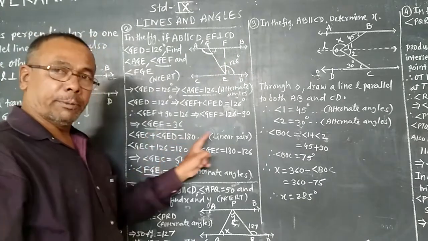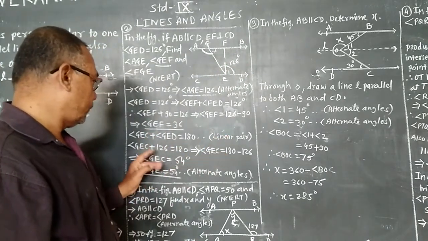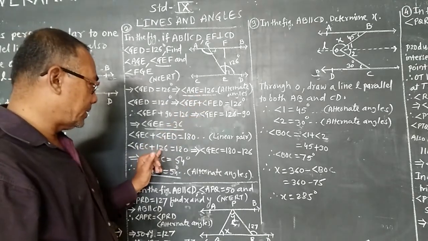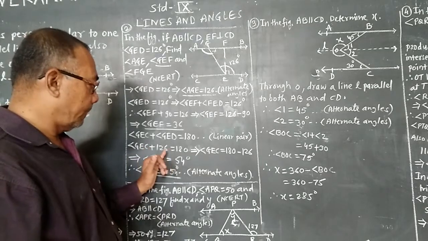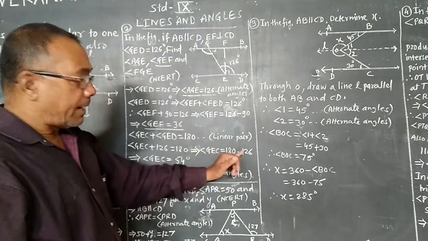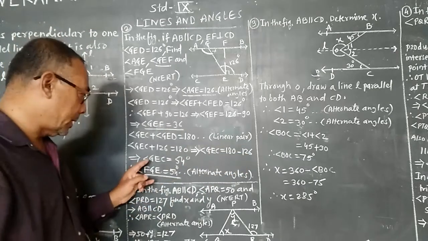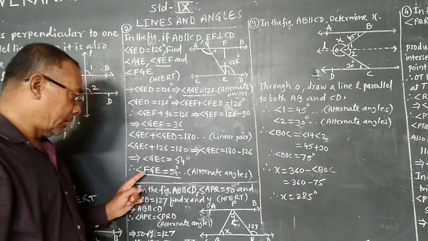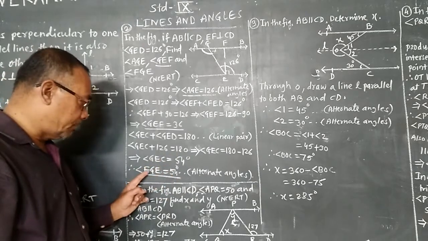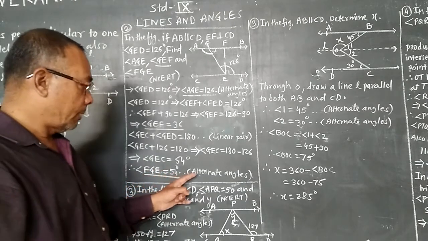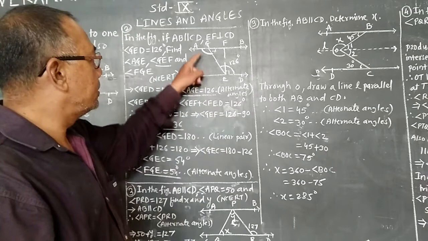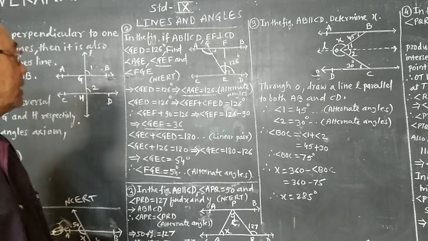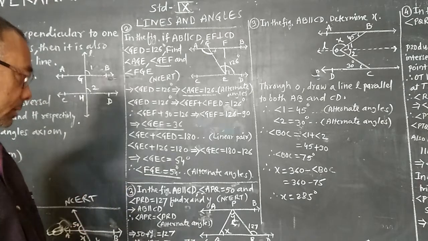These two angles are linear pair of angles, and out of GED we have found that it is 126 degrees. GED 126, and therefore GEC is equal to 180 minus 126, and therefore angle GEC is equal to 54 degrees. In this way, we have found the third answer, that is angle FGE is equal to 54, because these are the alternate angles. In this way, we have found the second question.